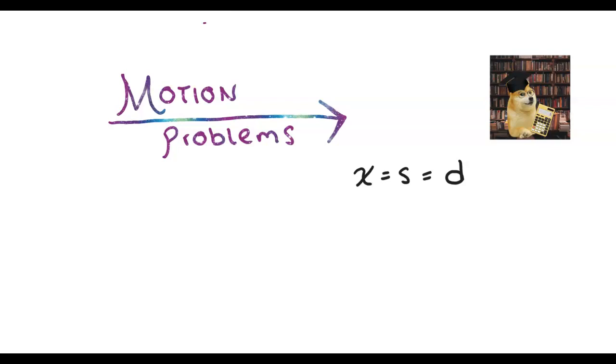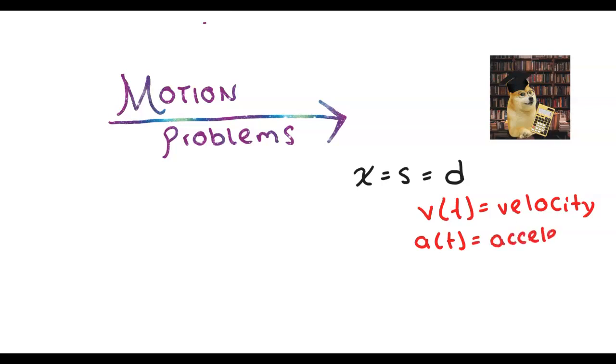To start, we need to keep in mind that these values will always be equal: x equals s, which also equals d. But the values that we'll need to find throughout these problems are velocity, which I will put in red here for you to be guided, and acceleration. These two values will be our guide to complete our problems.